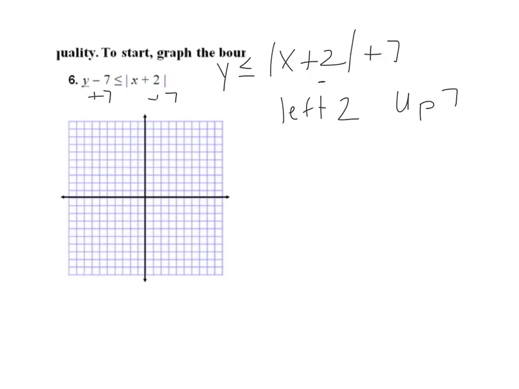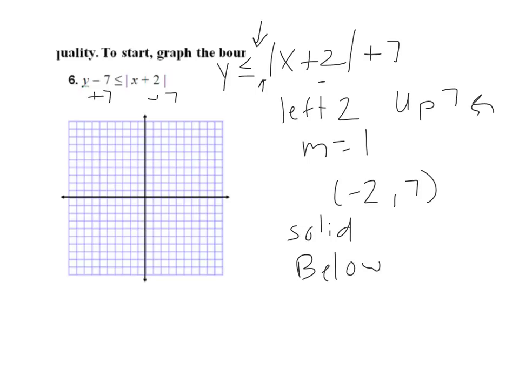Since there's no number out in front, that's going to be a slope of 1. So this right here is going to tell me my vertex. Left 2 means a negative 2, up 7 is a positive 7. And when I'm looking at my symbol here, it says that it is going to be solid because there's a line underneath, and y is less than, so you're going to be shading below the graph.